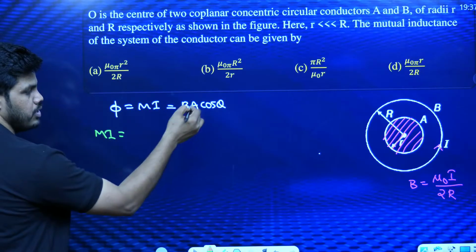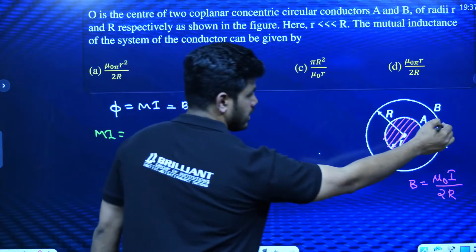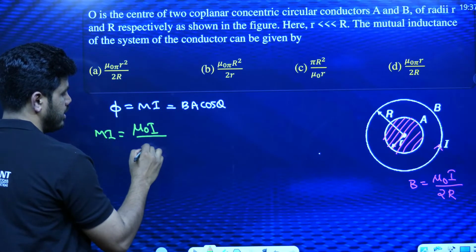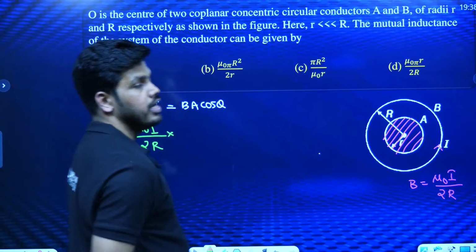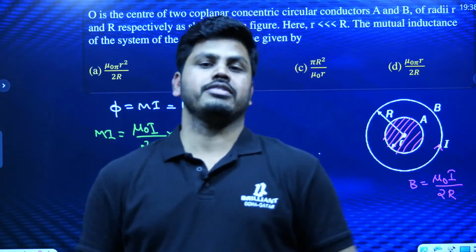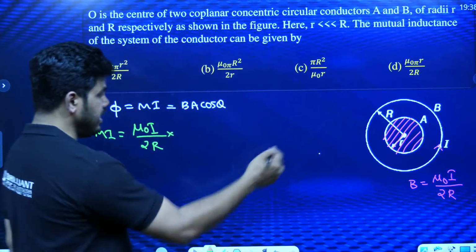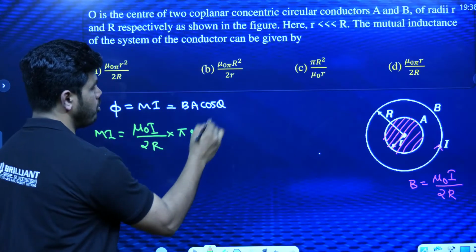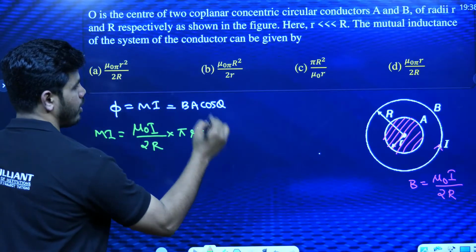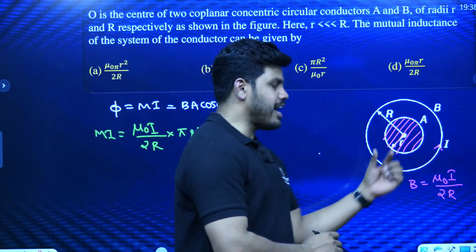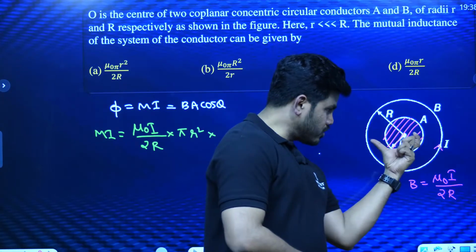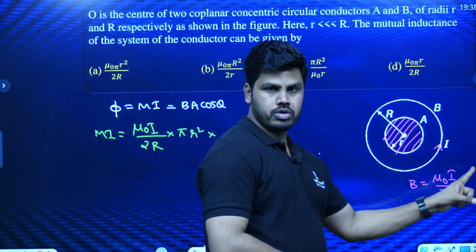M into I is equal to B. B is produced by the outer coil, which is mu naught I divided by 2 capital R, into the area of which coil? The area of the coil whose magnetic flux is to be calculated. So that is the inner coil, which will be pi into small r square, right? Into, what is cos theta here? Theta is the angle between the direction of the area vector of the inner coil and the magnetic field produced by the outer coil.